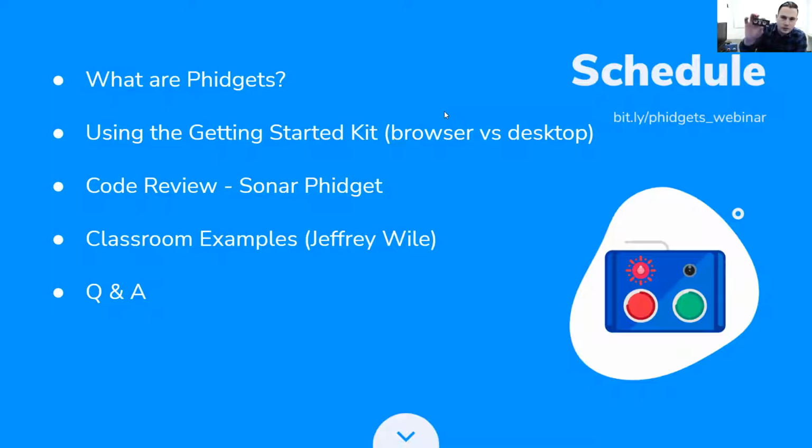We'll take a look at a code review of the Sonar Phidget. Everybody in this group who did request a free kit will have received a bonus sensor, which is the Sonar Phidget. We'll take a little look at that, take a look at the code and see what it's actually doing. We won't get too technical today, but we'll make sure everybody understands the basics. And then from there, we'll be taking a look at some classroom examples. I have some classroom examples in my slides, and then Jeffrey will also be showing us a short video. Depending on time, we'll hopefully be able to do a Q&A. I'll be able to stick around, but I know that we want to be on time, so we'll see what happens with that.